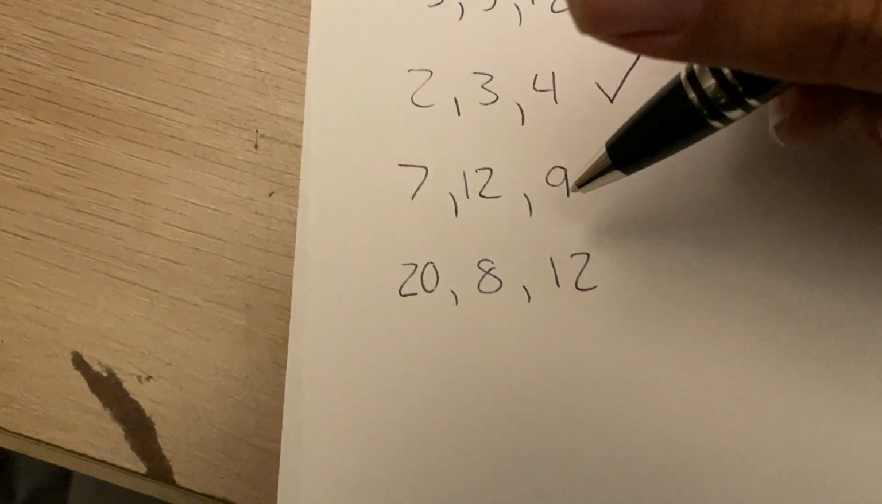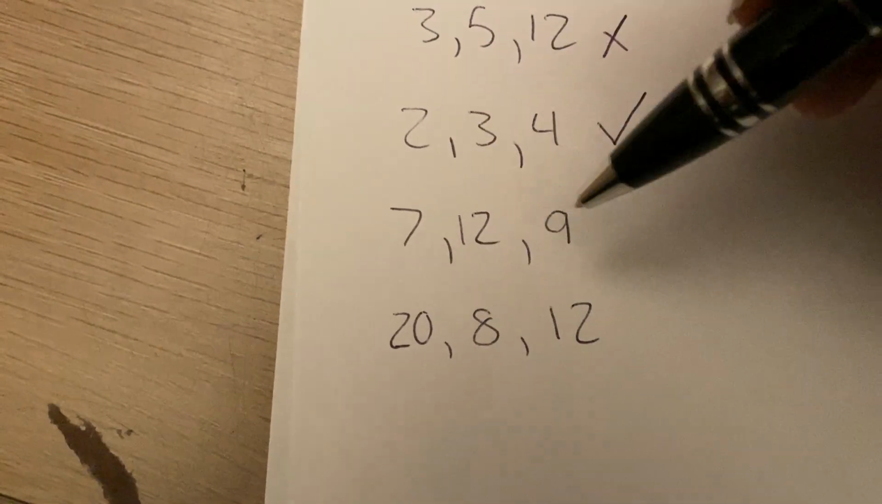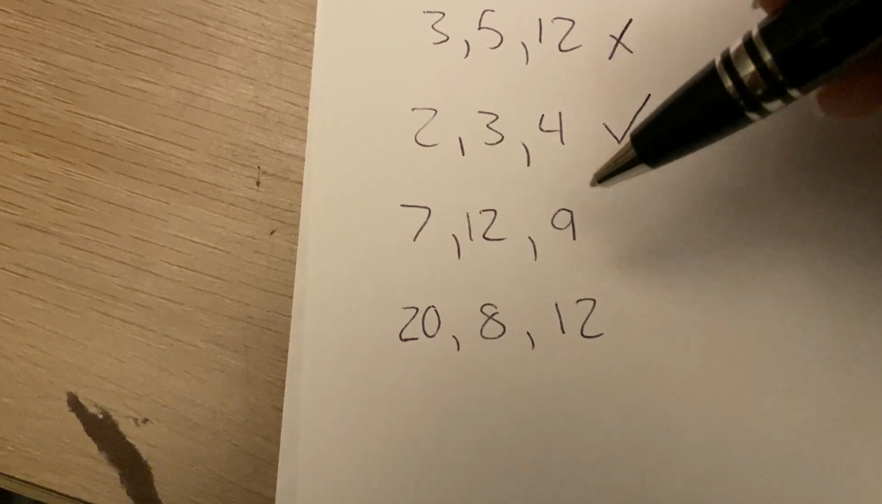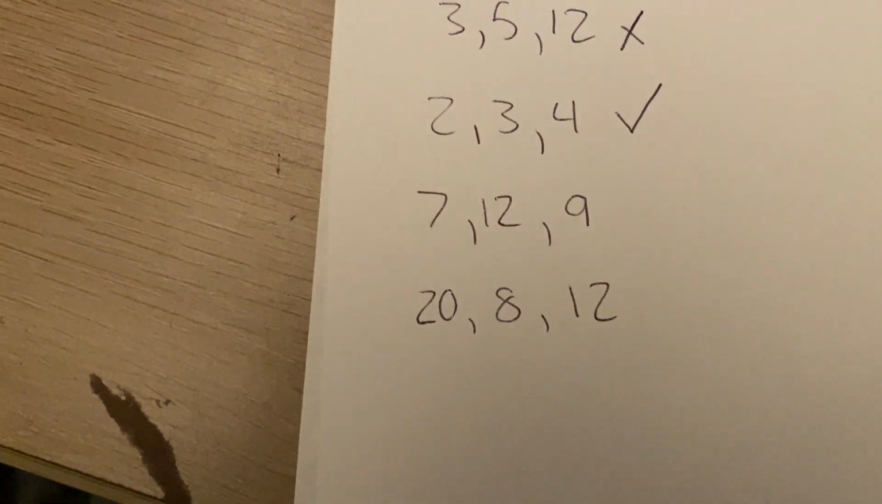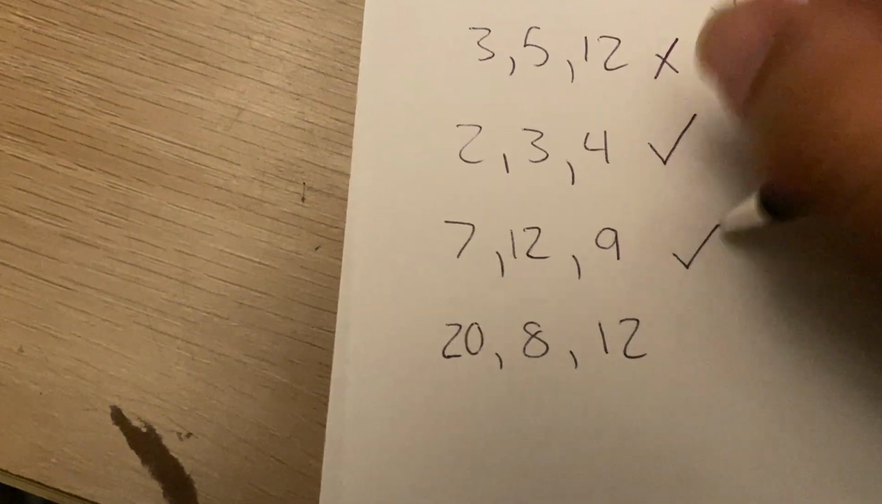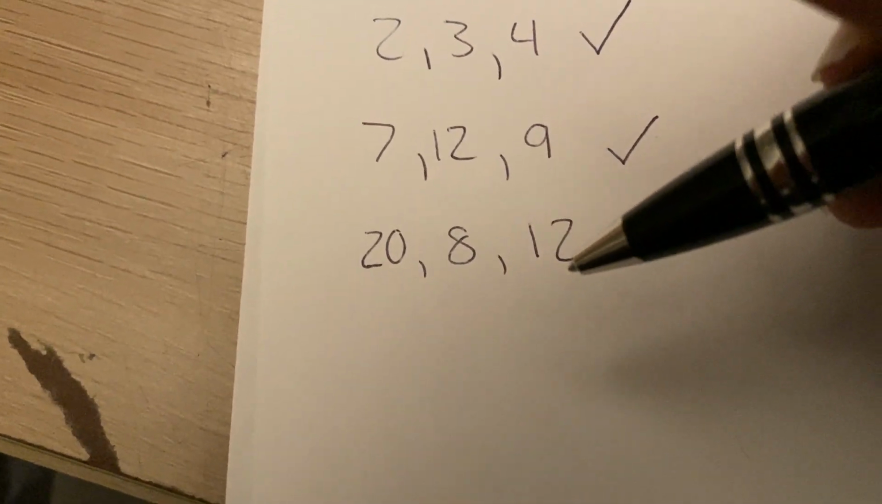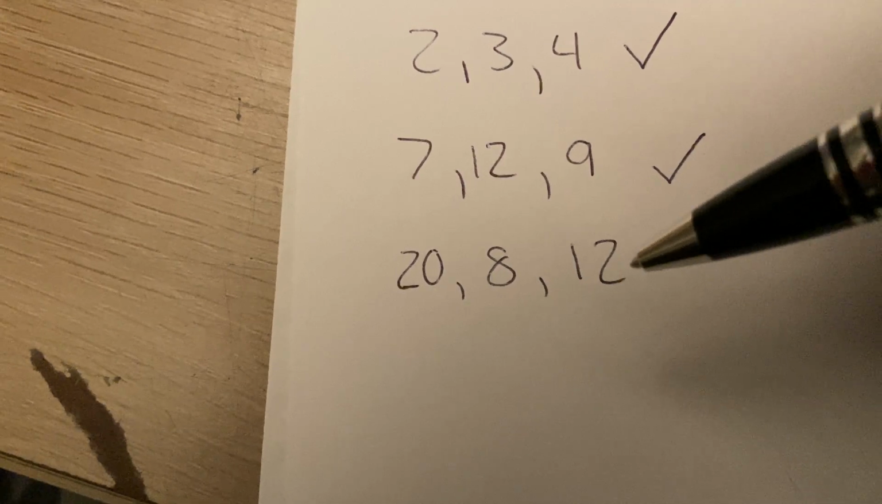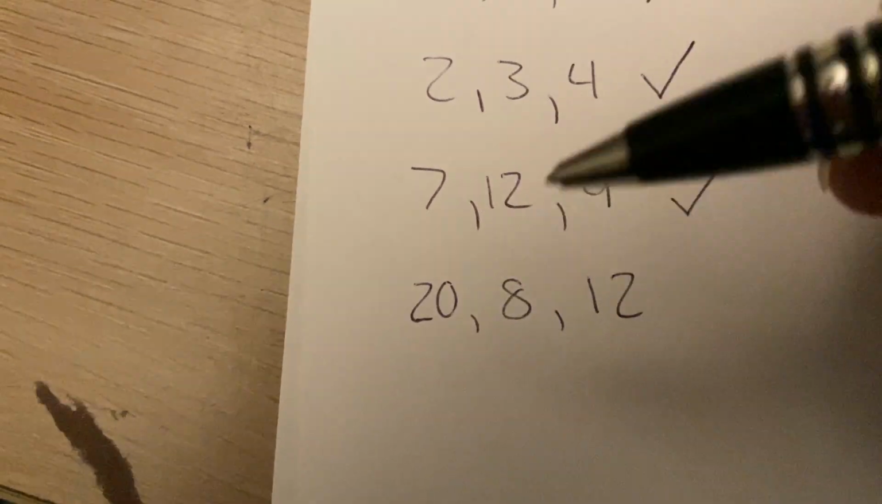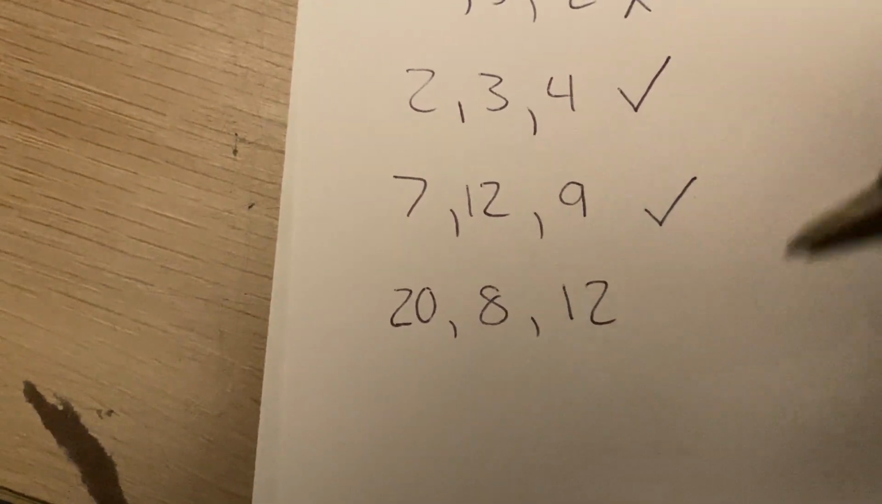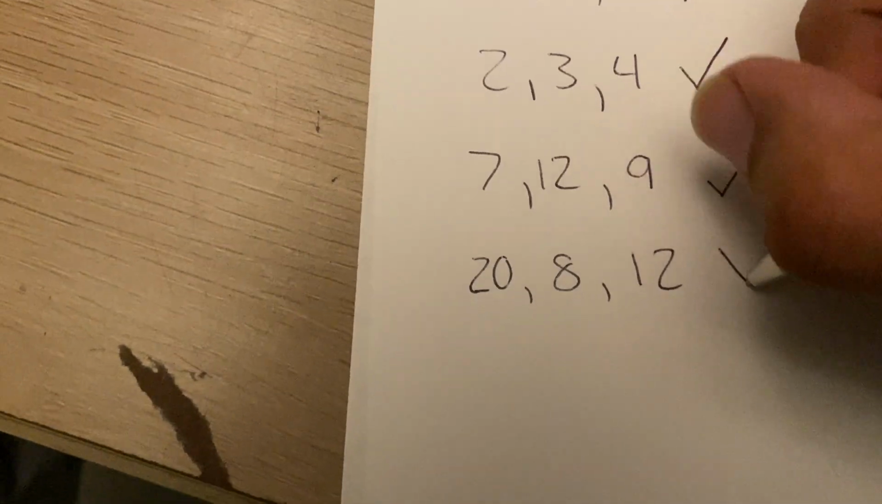Can this make a triangle? The 2 smallest sides are 7 and 9. If I add 7 and 9, are they larger than the 12? That is a yes. What about this one? 8 and a 12 are the smallest. So does an 8 and a 12, when you add them together, is that larger than 20? No, it actually equals 20. It has to be larger than 20. So this is not a triangle.